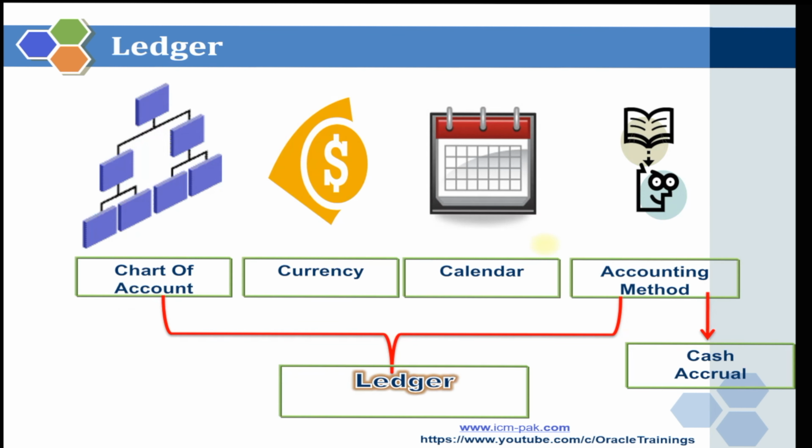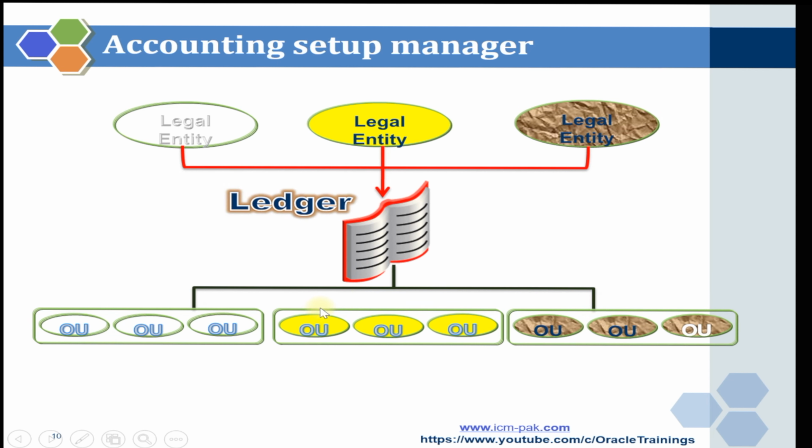First of all you will build your reporting structure. The ledger helps you build your reporting structure. The chart of accounts mainly helps you build your reporting structure, and in this ledger you will have the chart of accounts, currency, calendar, and accounting method. Every company has one accounting method, either cash basis or accrual basis. So once you choose these four options, it will help you build a ledger. We will see how to build a ledger.